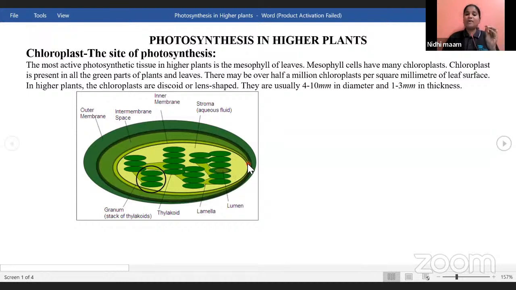One kind of photosynthesis takes place in the stroma and another kind takes place in the thylakoid. Okay? So which kind of photosynthesis takes place in thylakoid and stroma? We are going to learn now. All right, so see here.